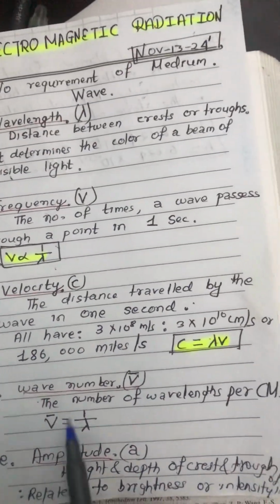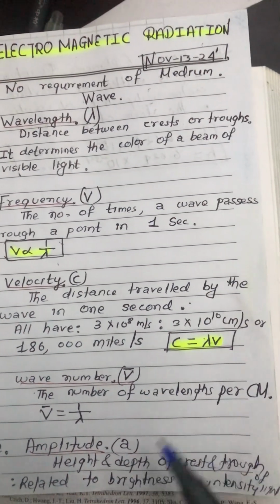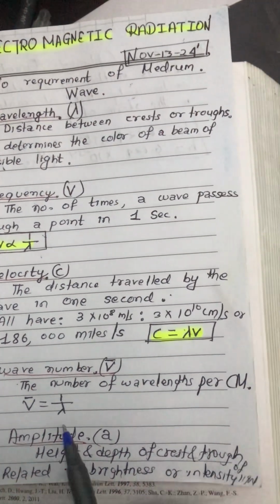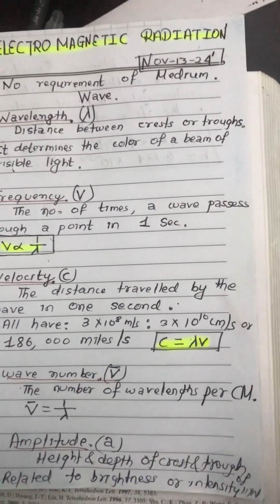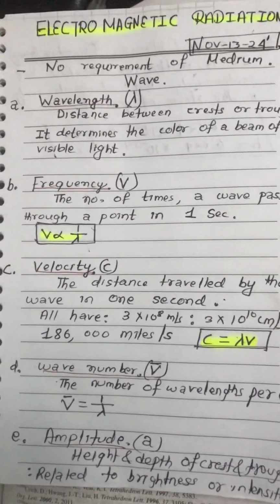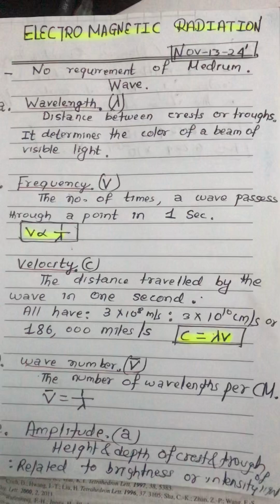And the fourth one is wavenumber. It is denoted by nu bar. So it is the number of wavelengths per centimeter. It's the number of wavelengths that are in a centimeter. It is the reciprocal of the wavelength. This is how it is calculated.